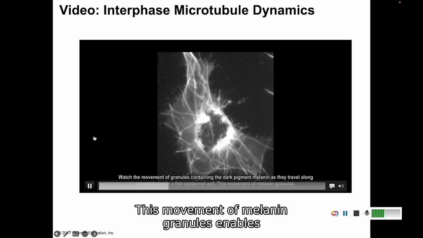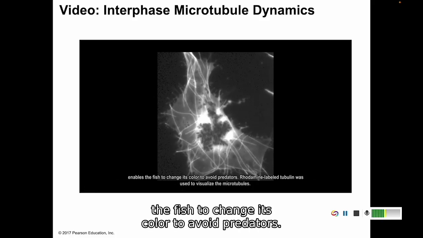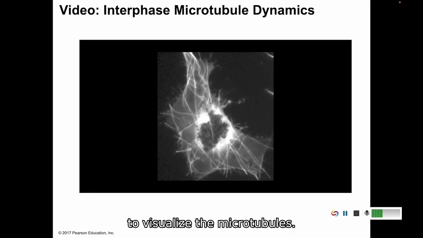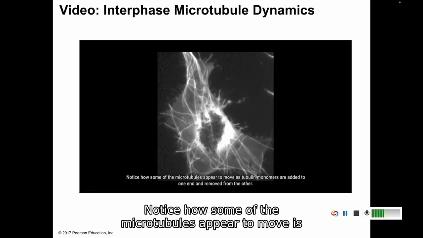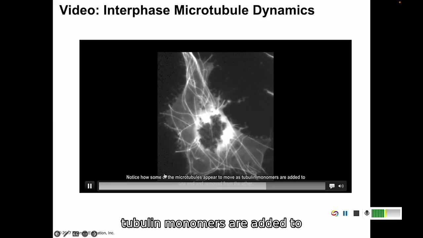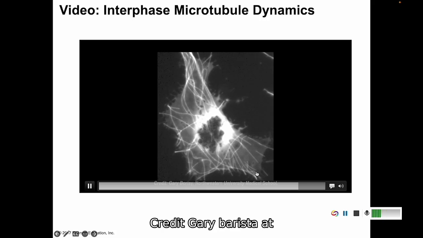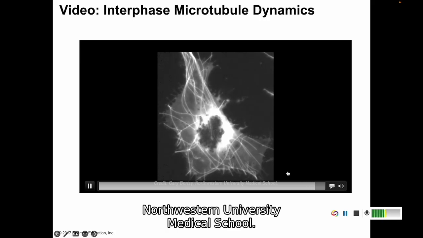This movement of melanin granules enables the fish to change its color to avoid predators. Rhodamine-labeled tubulin was used to visualize the microtubules. Notice how some of the microtubules appear to move as tubulin monomers are added to one end and removed from the other. Credit, Gary Borisy, Northwestern University Medical School.